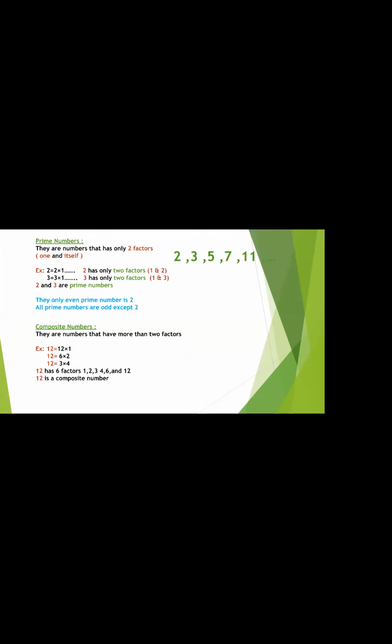First, we are going to talk about prime numbers. What are prime numbers? Prime numbers are numbers that have only two factors, that is 1 and itself. Taking 2 as an example of a prime number, we find that 2 is a product of the two numbers 2 and 1. So 2 has only two factors, that is 2 and 1.